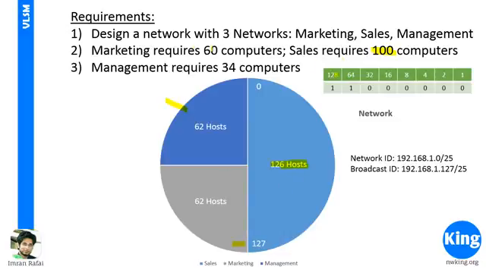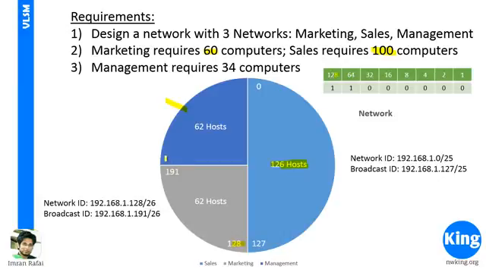Now the next highest is the marketing department, which requires 60 computers. 60 computers, can we go to 3 bits? We can't, because the block size is 32. We need to stay at 2 bits. So when we borrow 2 bits, our block size is 64. So we start with the IP address 192.168.1.128, because that's the next available IP address, and we add 64.